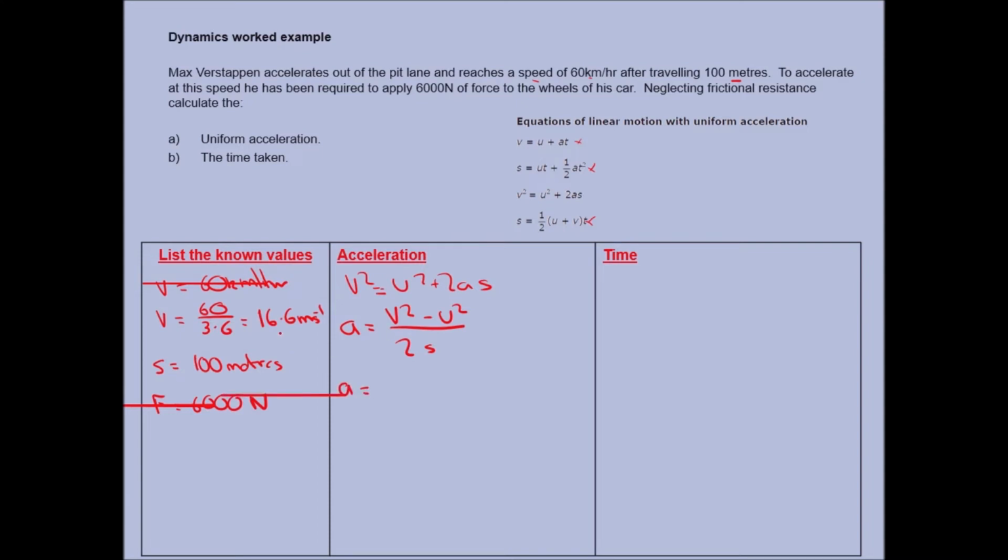So let's go for it. V squared is 16.6, and I'm going to pop some brackets around that, minus U squared. Now, the car accelerates out of the pit lane, and everybody knows what happens in the pit lane: you come to a stop. So his initial velocity, which we can add to that list, is 0, because he's stationary. So 0 squared, divided by 2 times the distance.